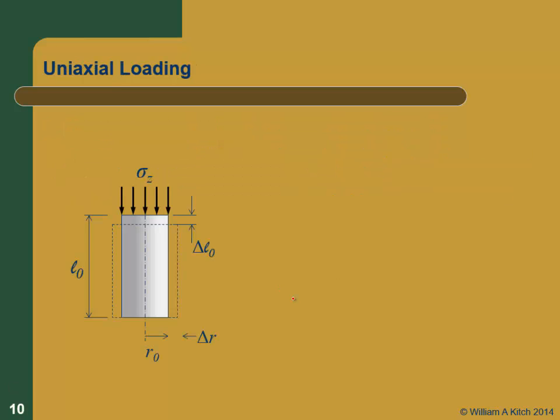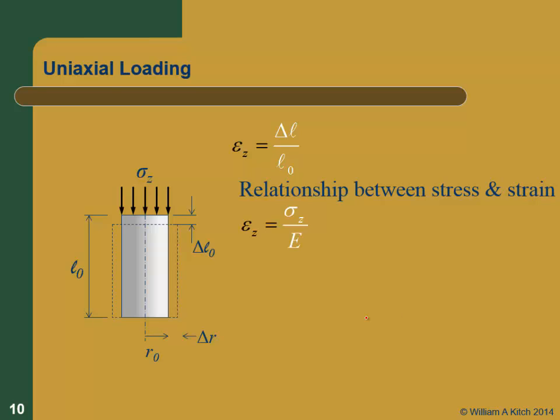So let's go back to our uniaxial loading case. Now we defined the strain in that, and let's talk about stress versus strain. We define the strain as delta L over L0, and the relationship between the stress and strain for this case is that the strain is equal to the applied stress divided by Young's modulus. We all know this, right? So E is Young's modulus.